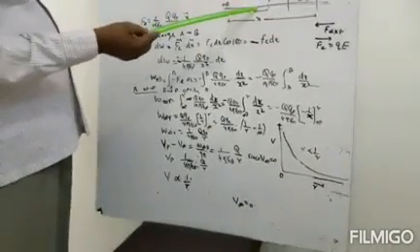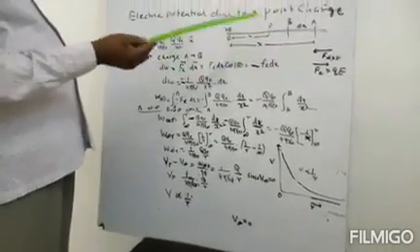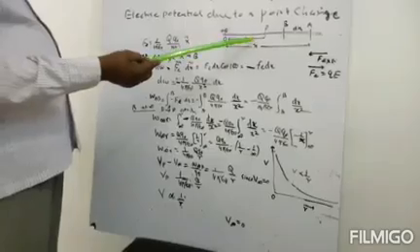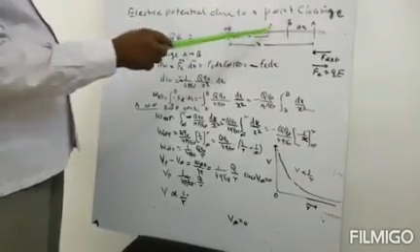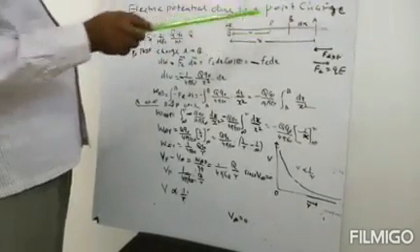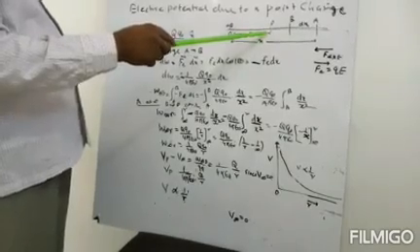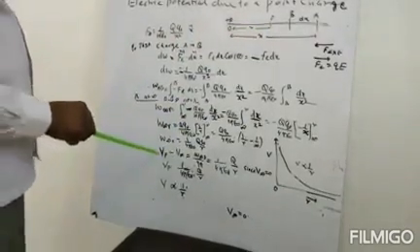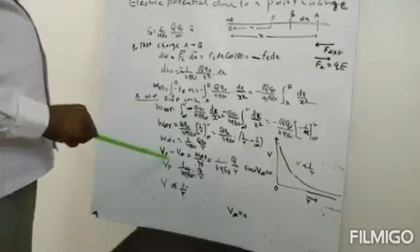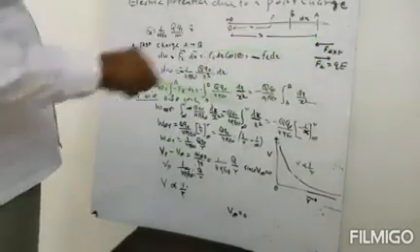Now what is the potential, or what is the potential difference? The potential difference will be equal to the potential at infinity minus the potential at this point P. So the potential at P will be equal to the potential at infinity.